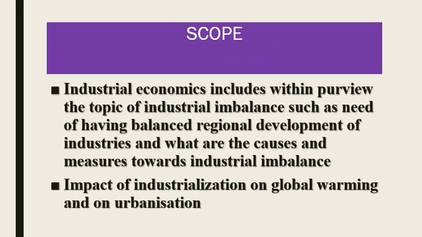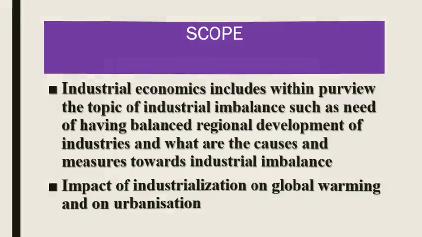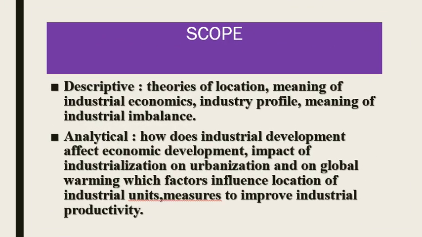Industrial economics includes within its purview the topic of industrial imbalances, because certain areas in which industry is more developed as compared to areas which are not developed. So how are we going to bring balanced regional development of industries, what are the causes, and what are the measures to remove industrial imbalances. In the same way, when the economy is moving toward industrialization, how it impacts global warming and also the impact of urbanization. Because as people move from agriculture to industry, they shift to urban areas.